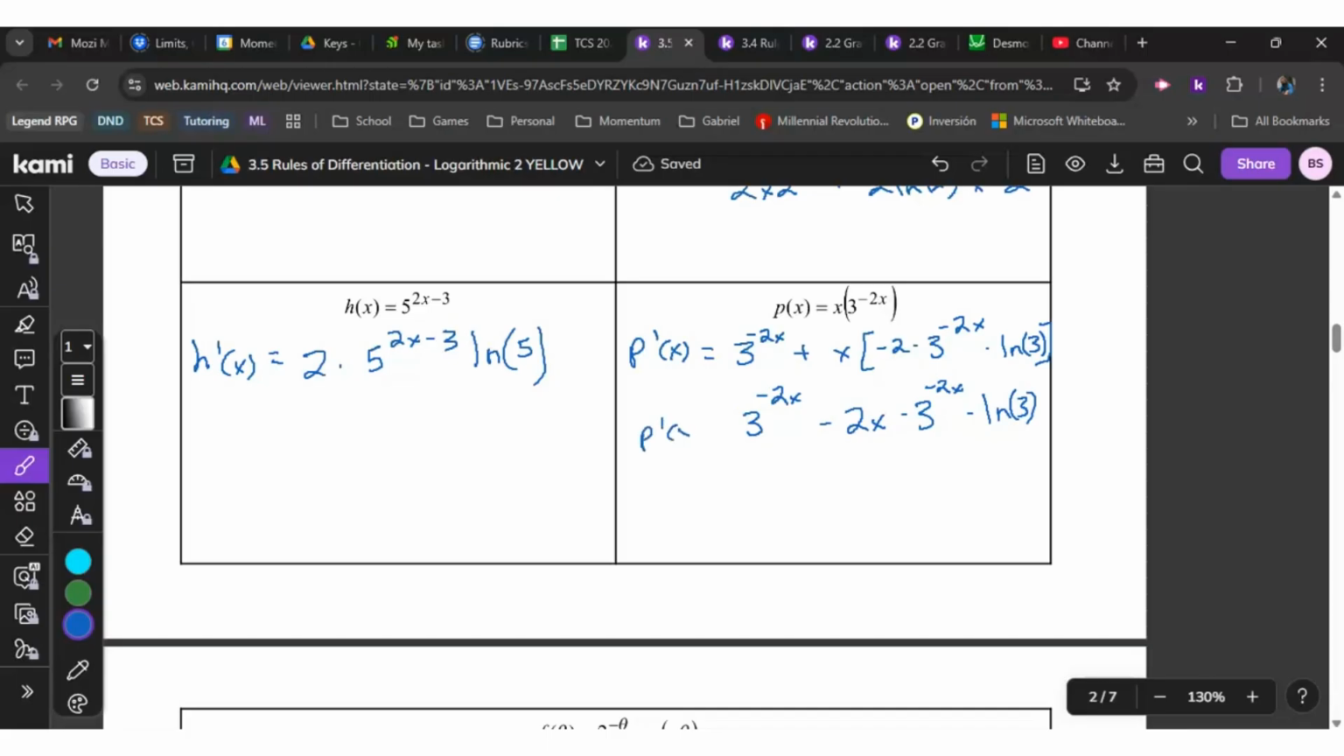Right, the negative 2 times 3 to the negative 2x. Do I get to mark it wrong? Like this, but including the log of 3. Yeah, like including the log of 3. That's fine. I don't get to mark it wrong. It means the same thing.